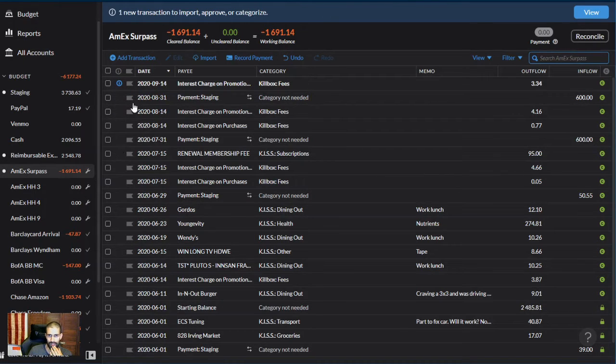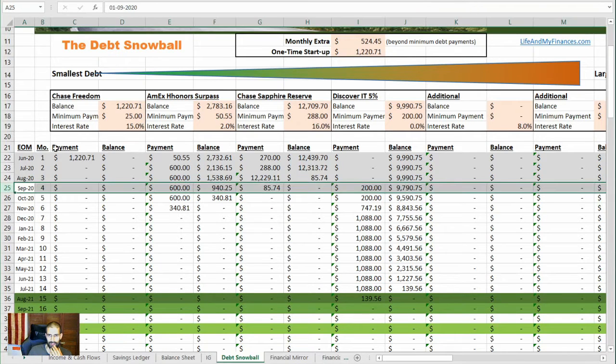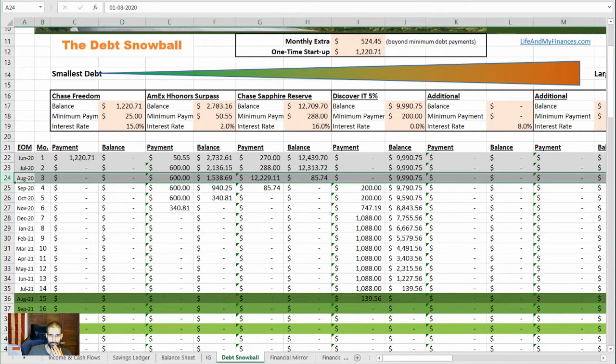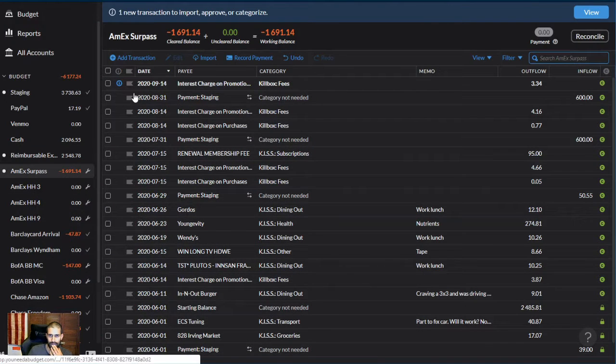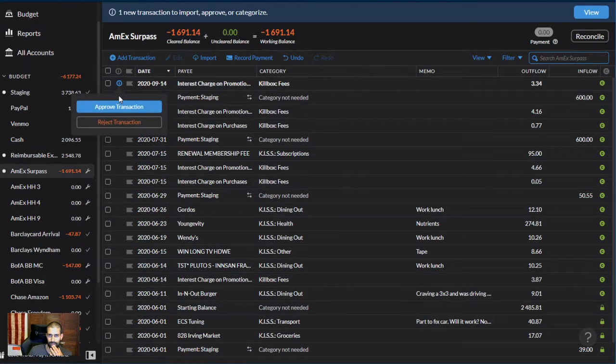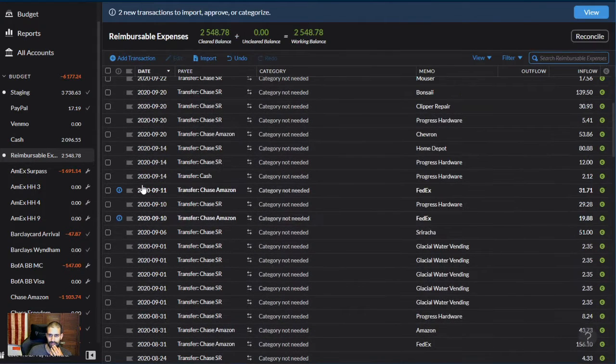So here's the payment to this thing, 600 into there. That happened. So I'm going to gray this out because that's now set in stone. Those are the payments that have happened. Okay, so interest charge on promotional balances. There's fees. Now reimbursable expenses.